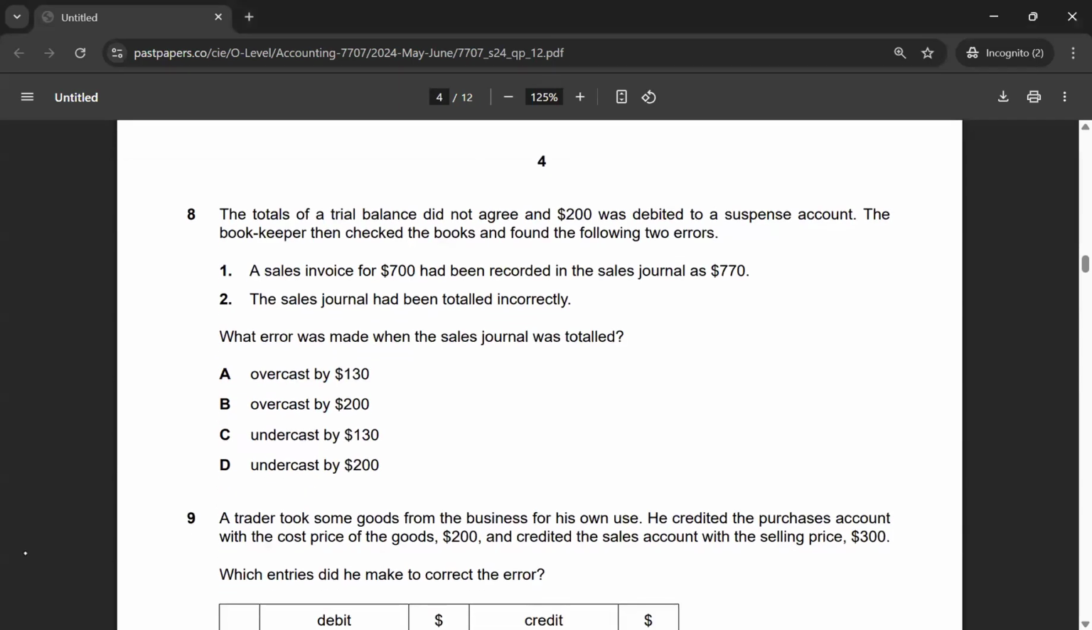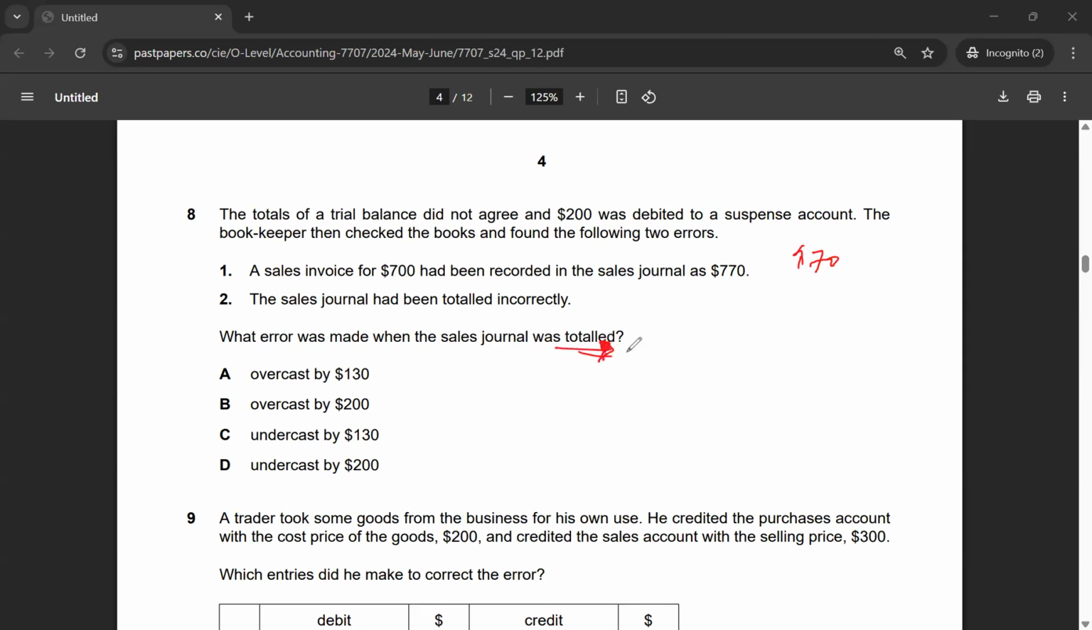Let's move to multiple choice 8. So multiple choice 8, the totals of trial balance did not agree and 200 was debited to a suspense account. The bookkeeper then checked the books and found the following 2 errors. A sales invoice of 700 had been recorded in the sales journal as 770. So it's up by 70 here. The sales journal had been totaled incorrectly. What error was made when the sales journal was totaled?